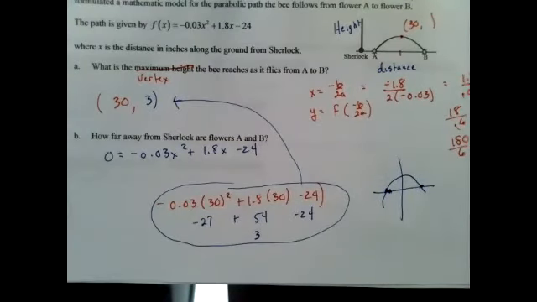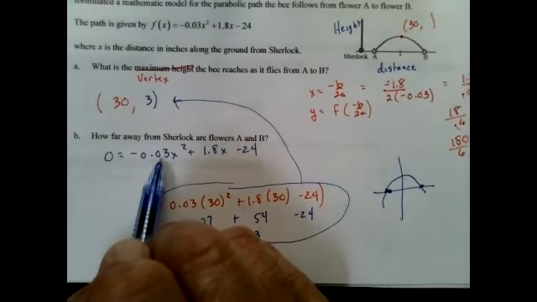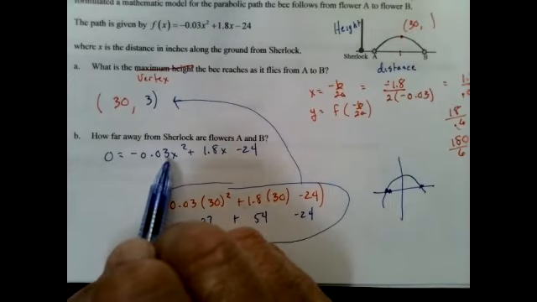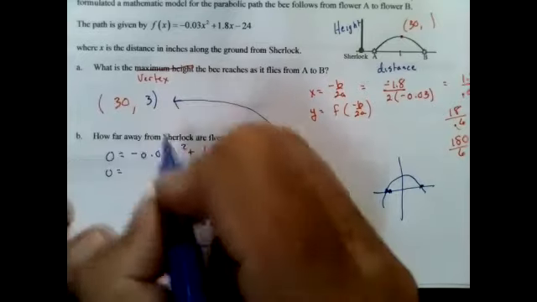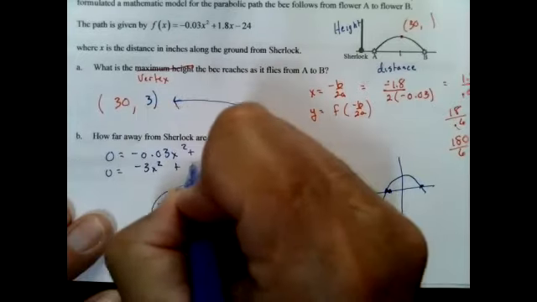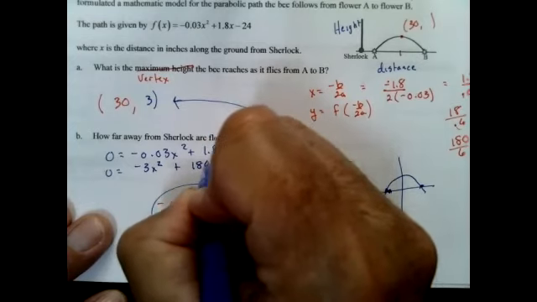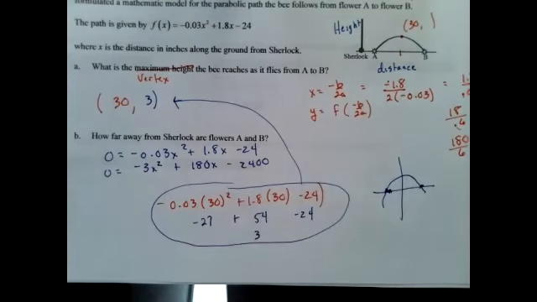And I might cry a little bit. So I'm going to do this. I'm going to multiply everything by 1, 2 places, which is like multiplying everything by 100. So I'm going to go 0 equals negative 3x squared plus 180x minus 2400. I like that equation a little bit better.